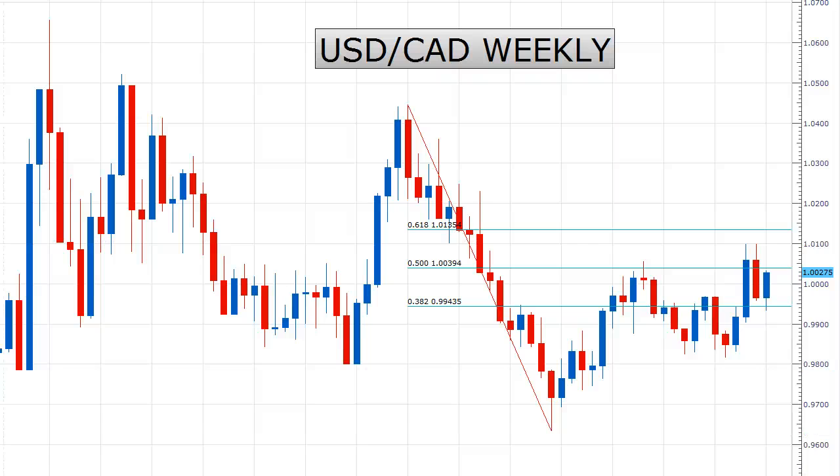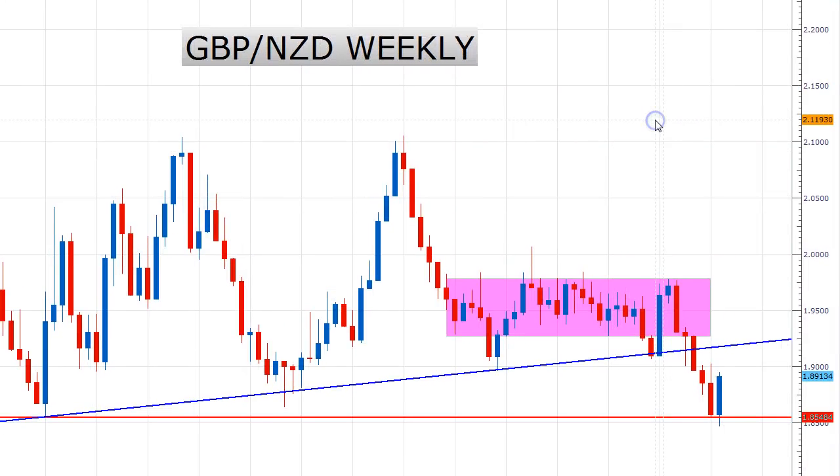Alright, now I'll finish up with Pound New Zealand. Pound New Zealand, a great bounce from this major support zone down here. Definitely moving up nicely throughout the week. And so for me, I was hoping for a Pound New Zealand short. I was hoping for a continuation and a break. I still think that's very possible.